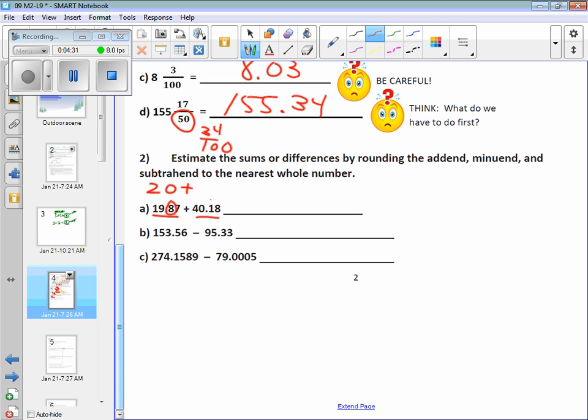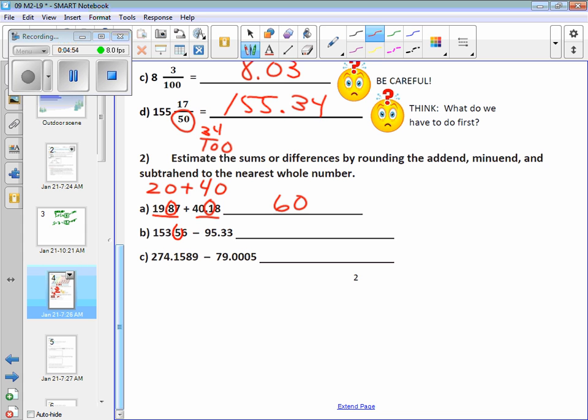Here I'm going to look at the tenths being 1. 4 or less, let it rest. Keep your 40. So now add 20 and 40, and what do you get? Say it out loud, everybody. Done. Okay.